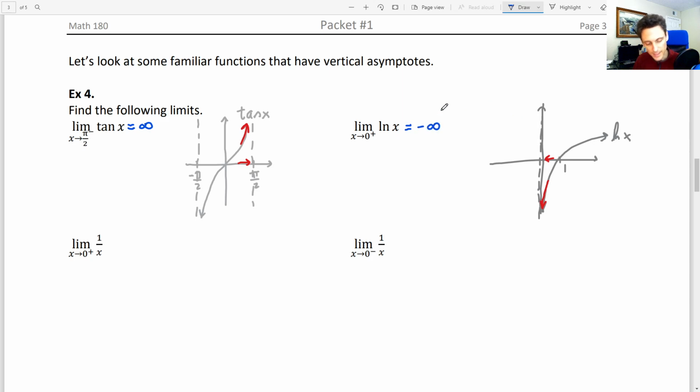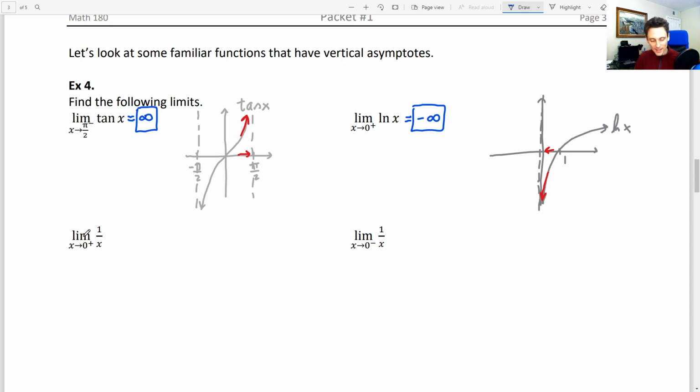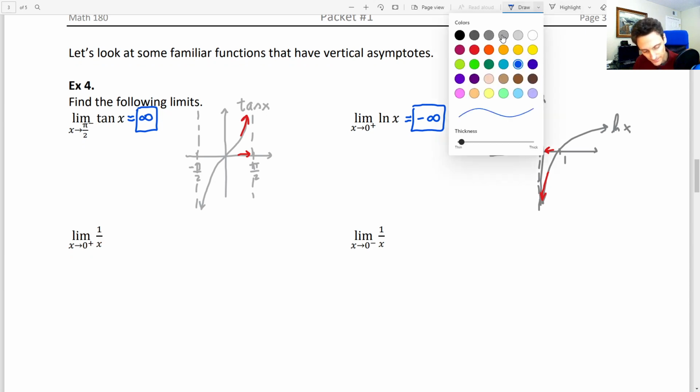So the limit as x approaches 0 from the right of ln x is negative infinity. And what the heck, we'll box these. These seem like worthy things to box. All right. Let's take a look at the limit as x approaches 0 of 1 over x.